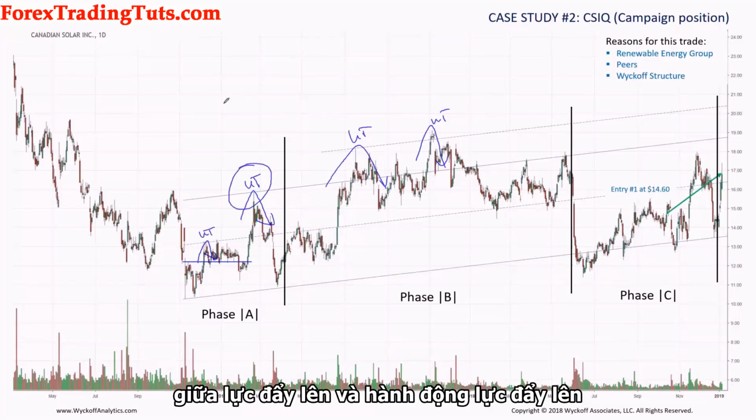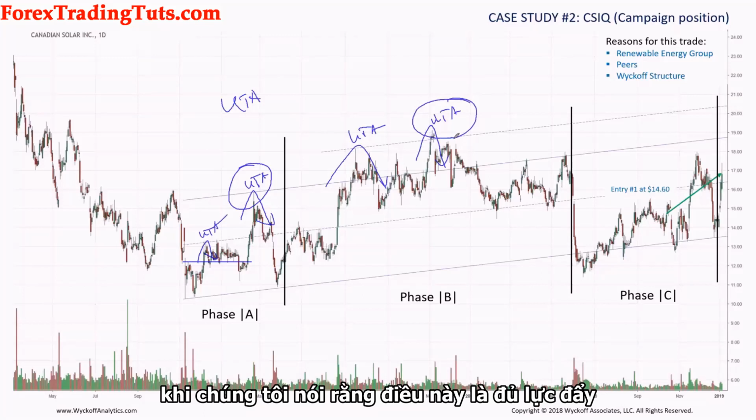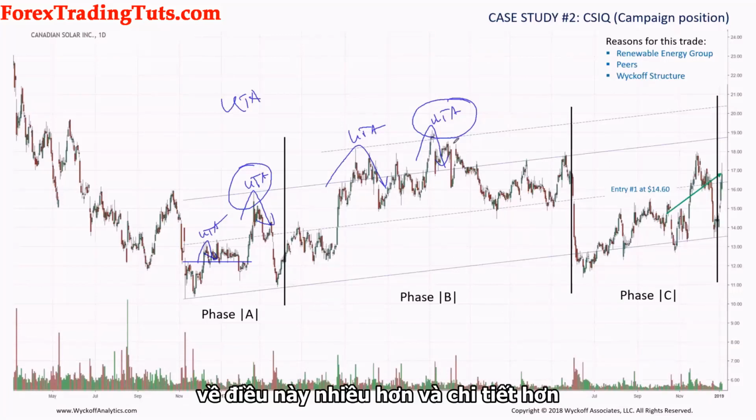Now, the difference between upthrust and upthrust action, and all of them are just upthrust action, in my opinion, at this point in time, is that when we say this is an upthrust action, we actually suggest a specific bias, which is to the upside. So upthrust action will be discussed during accumulation and reaccumulation. Upthrust will be discussed during distribution or redistribution. We will talk about this in more detail, and specifically in sessions 3 and 4 we will talk about distribution a lot. I will give you a lot of definitions on upthrust actions, springs, different types of springs, shakeouts, and so on and so forth. So it's all ahead.